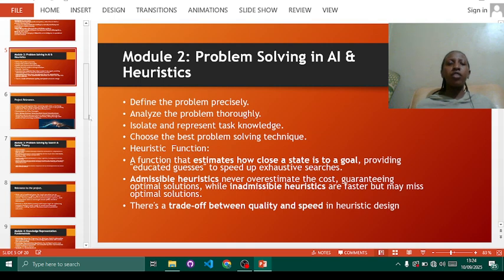Then we have the heuristic function. What is a heuristic function? This is a function that estimates how close a state is to a goal. I talked about a state. A state is the current position of the problem. The heuristic function provides educated guesses to speed up exhaustive searches. Admissible heuristics never overestimate the cost, guaranteeing optimal solutions.